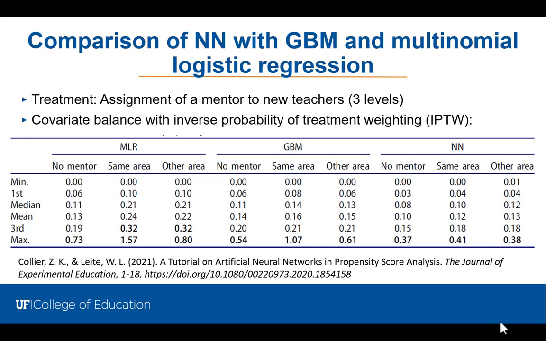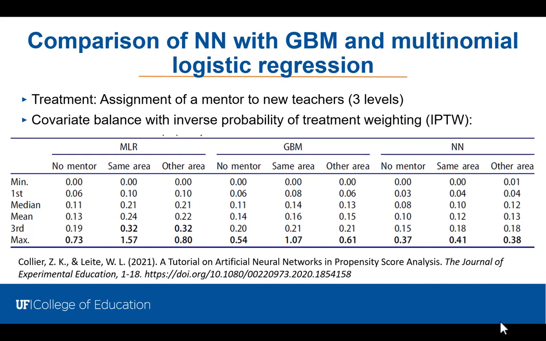So the results they obtained were for a treatment with 3 categories. The treatment was new teachers being assigned a mentor, and the 3 types of treatment are no mentor, a mentor of the same area, or a mentor of another area of the teacher. And they compared 3 ways of obtaining propensity scores with respect to covariate balance: multinomial logistic regression, which is MLR here, generalized boosted modeling, GBM, and neural networks.